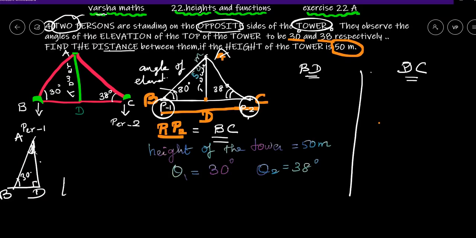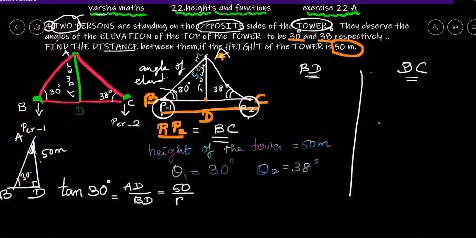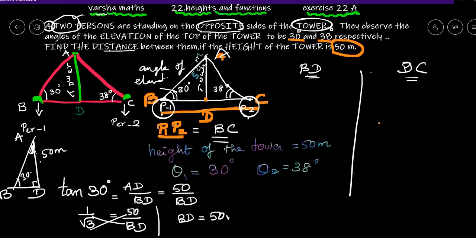Now we can find tan theta, tan 30 degree. This is 50 meter. What is tan theta? Opposite side by adjacent side. It means AD by BD. That is 50 by BD. BD is not given, so we have to find BD. Tan 30 is 1 by root 3. So 1 by root 3 equals 50 by BD. After cross multiplying, we get BD is equal to 50 root 3.